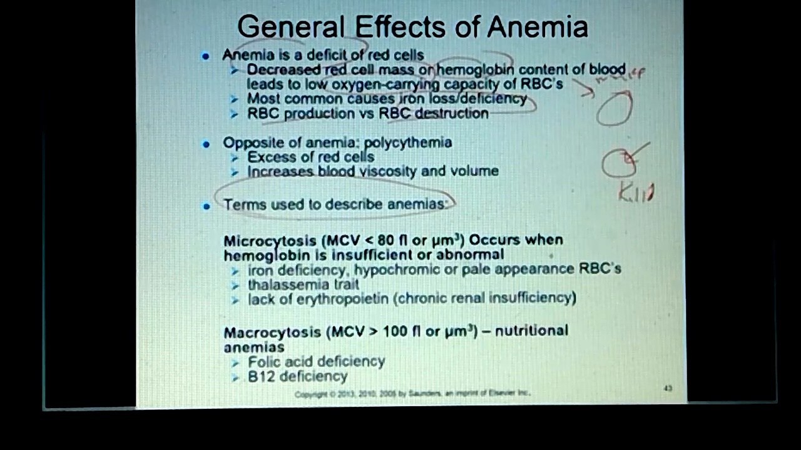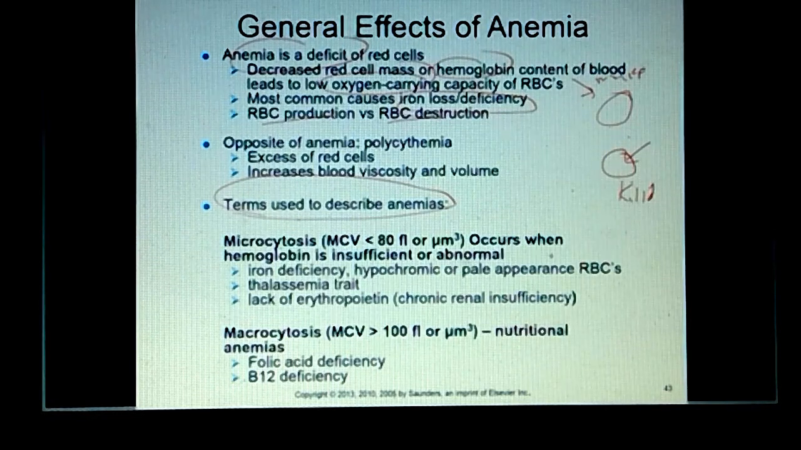This typically occurs when the hemoglobin is insufficient or abnormal, to your point on iron deficiency. You'll see in iron deficiency, you're going to see these small cells. And here, they're hypochromic, so they don't have that redness. They're pale. You'll also see a microcytotic panel in thalassemia, and you'll also see it if you're not synthesizing erythropoietin, something like kidney dysfunction.